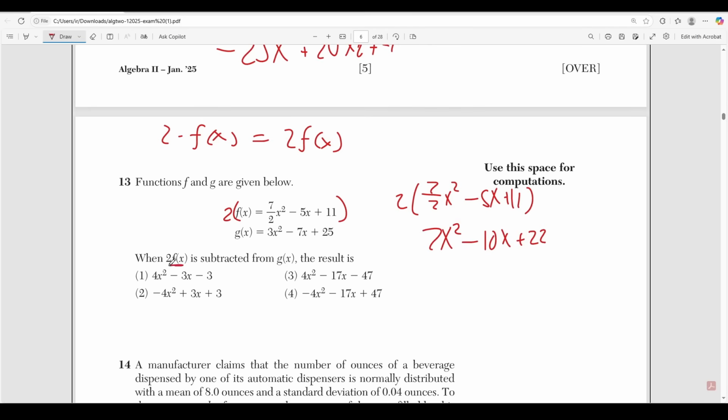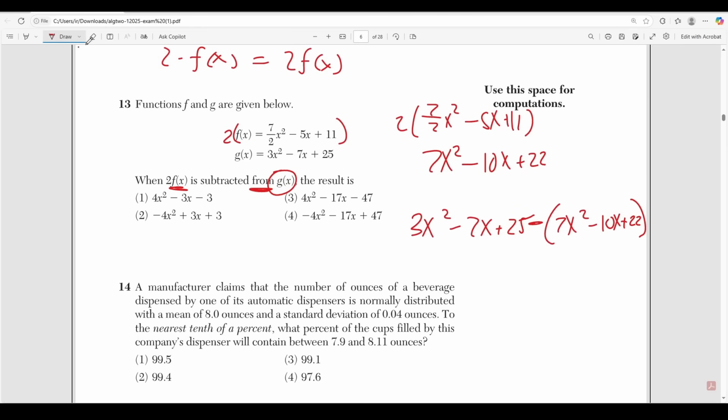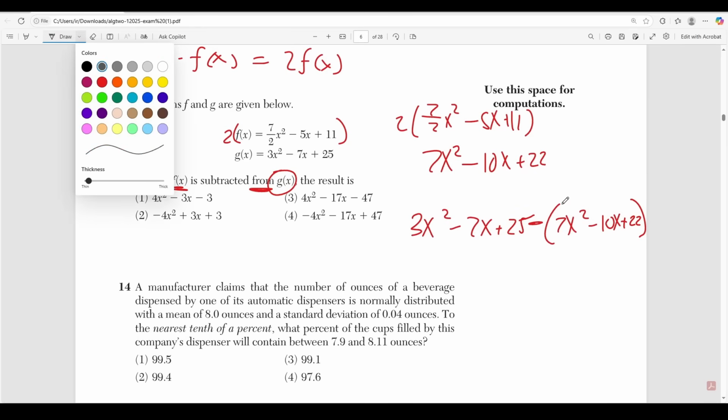And I'm subtracting this from g of x. So starting at g of x, which is equal to 3x squared minus 7x plus 25, I'm subtracting, in parentheses, 7x squared minus 10x plus 22. So always remember, whenever you're subtracting something, write it inside of parentheses. Okay, that's how you always get these types of problems right, because a lot of students won't write this in parentheses and they'll get the wrong answer.